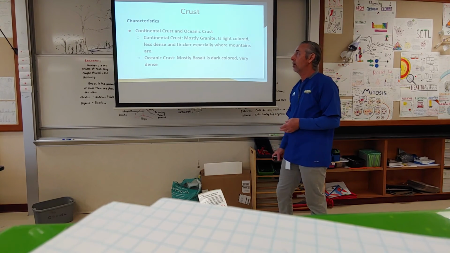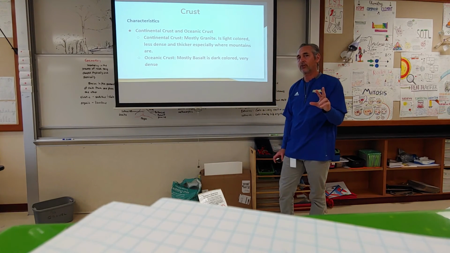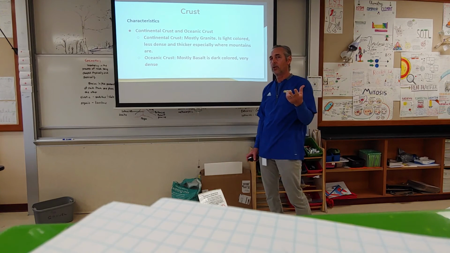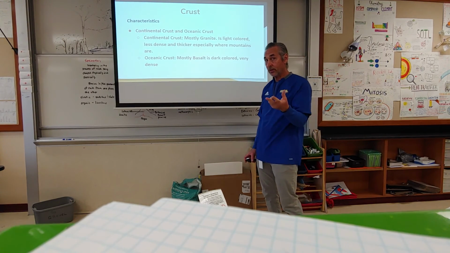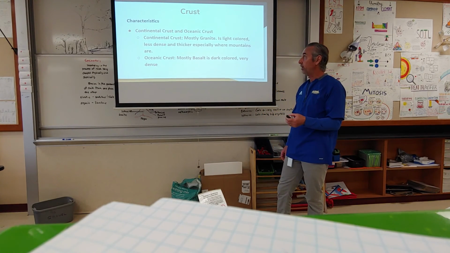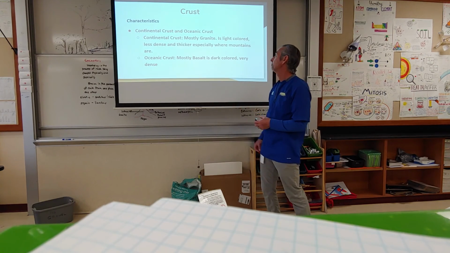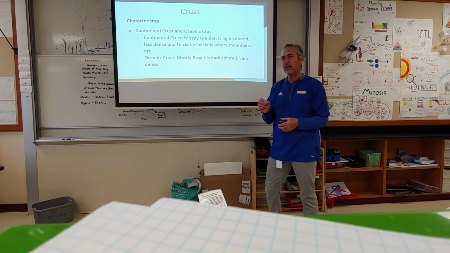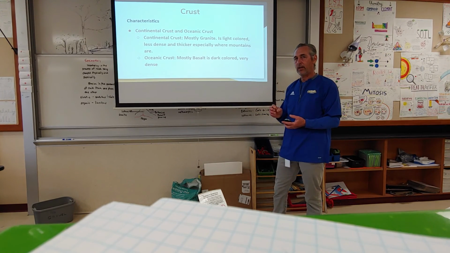Okay. So now let's talk a little bit about the crust. First off, there's continental crust and oceanic crust, two different types of crust. One is denser than the other, and the one that's denser is the oceanic crust. The continental crust is mostly granite. It's light colored and less dense.